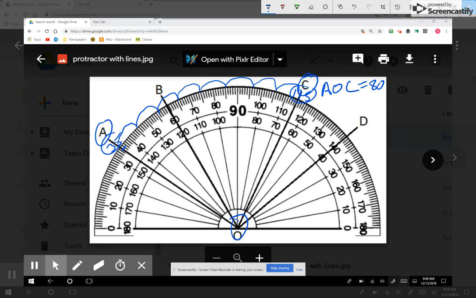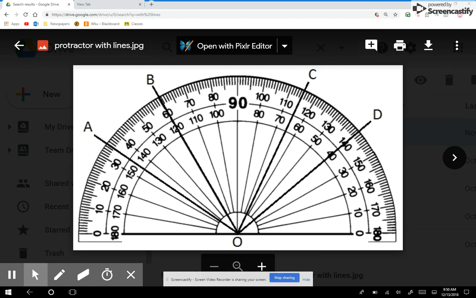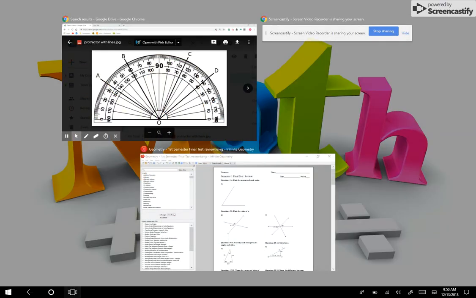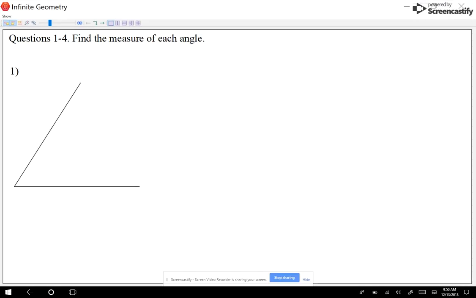So on your final, you're going to have 4 of these. If you see on my review, I just wrote this, but it says questions 1 through 4, find the measure of each angle. But I'm going to give you a picture of a protractor like I showed you. Any questions on these? No?